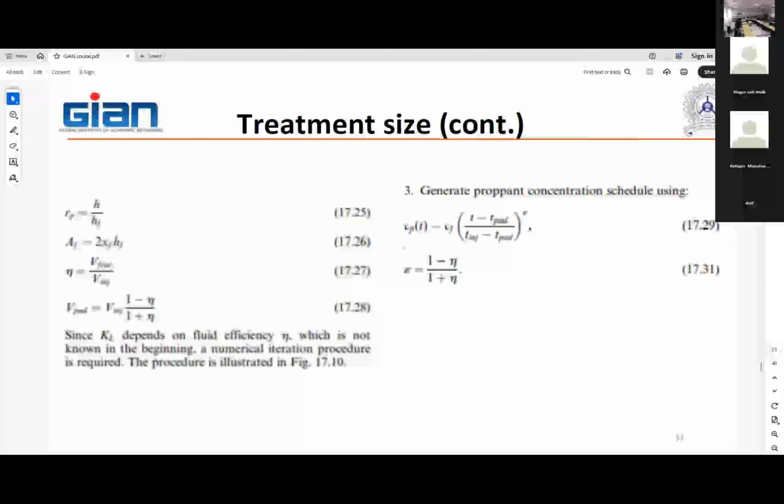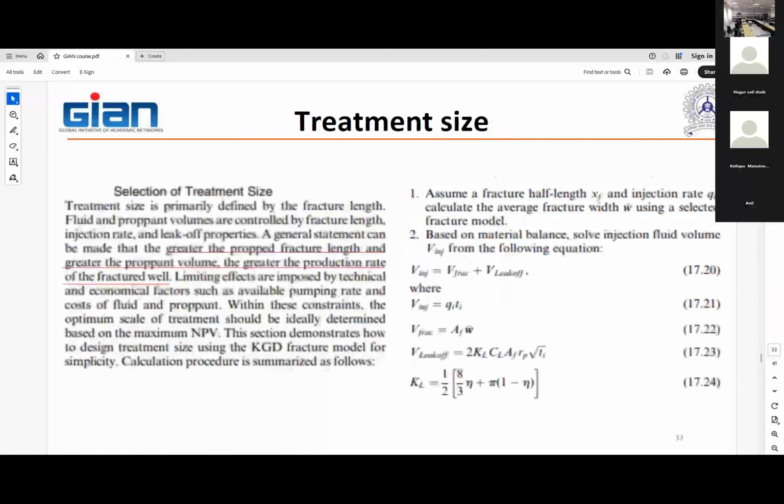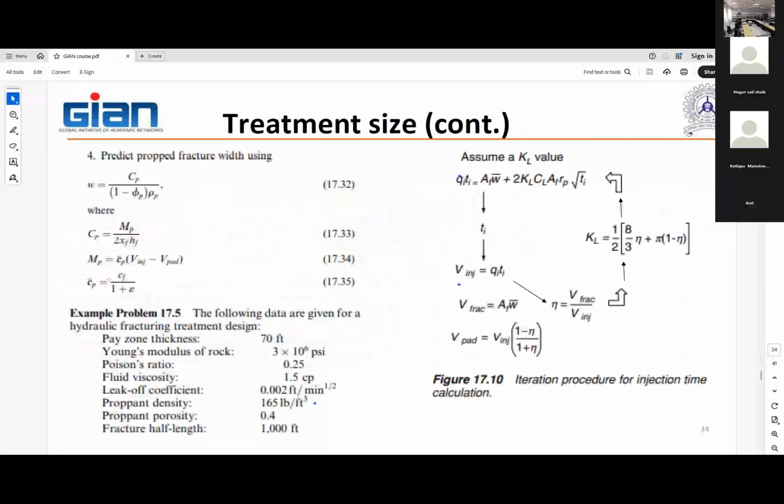And what is epsilon? Epsilon is this. Then from this you get the average concentration of propellant in the pumped fluid. So if you multiply the average concentration of the propellant in the pumped fluid times total volume injected minus the pad volume, you get the total mass of the propellant that has been pumped during the fracturing job. So this is M sub P.